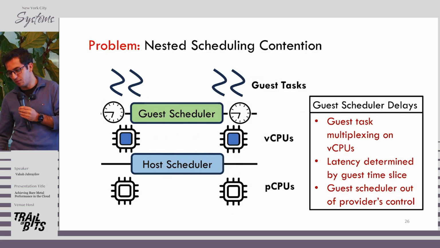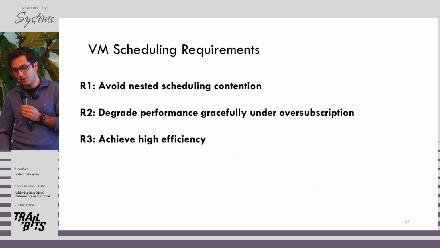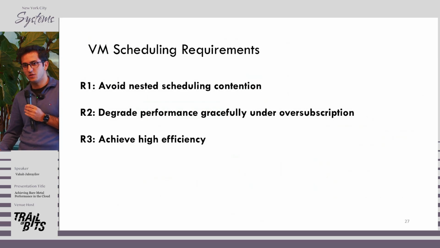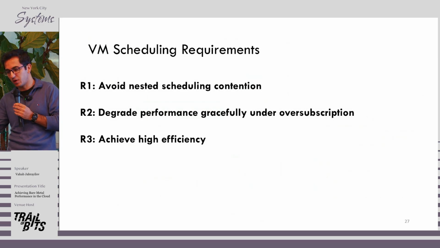So what should be the solution for this? We derive the following requirements. First of all, we need to avoid nested scheduling contention, which I labeled as hiding the problem under the carpet. Secondly, we need to degrade the performance gracefully under oversubscription. Let's say if you have an oversubscription ratio of 2, your performance needs to be worse by 2x, not 30x. And we need to achieve high efficiency and keep all the cores from the hypervisor perspective utilized.